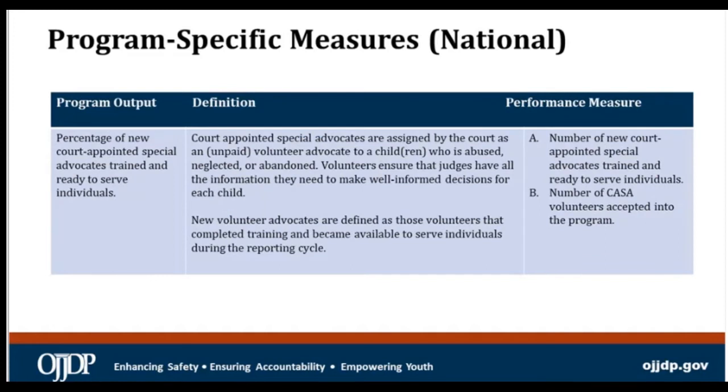This program-specific output measure captures the percentage of new court-appointed special advocates trained and ready to serve individuals during the reporting cycle. A new volunteer advocate is a volunteer who completed training and became available to serve individuals during the reporting cycle. For this measure, you will report on the number of new court-appointed special advocates who have been trained and are now ready to serve individuals, and the number of court-appointed special advocate volunteers who were accepted into the program during the reporting cycle. The percentage is calculated by dividing A over B.